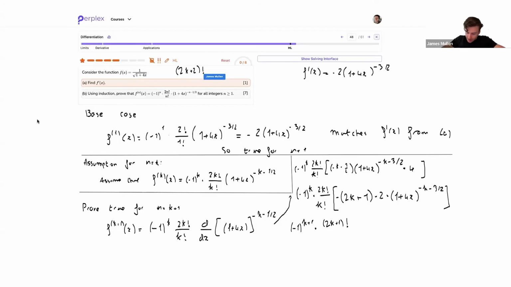So I'm going to add up here what I want, which is a 2k plus 2, and I'm just going to cancel it out in the denominator, because I can't just multiply it in. So I'm going to write k factorial times 2k plus 2, right? And that's being multiplied by 2, and then by 1 plus 4x to the negative k minus 3 over 2. All right, and we are getting there. It is definitely messy, though. I probably could have been slightly more efficient.